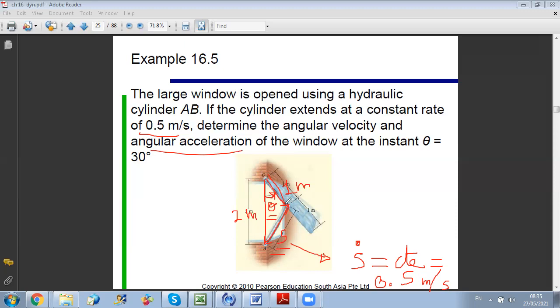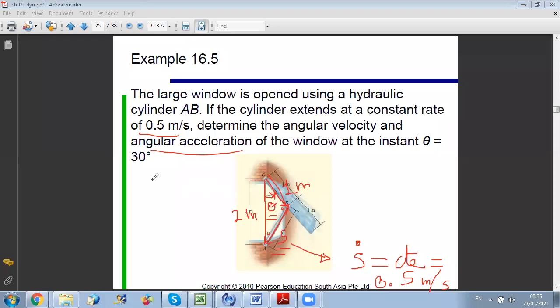Which law can we use here in this triangle? Sine law or cosine law? Look, you know these two lengths and the angle in between, and you want to relate to S. If you use sine law, you will need to find the other angles as well. It's more complicated to relate directly S and theta, so you can use the cosine law.